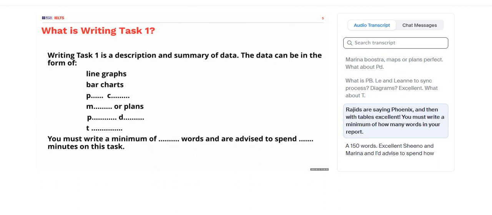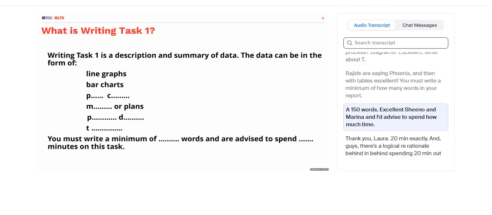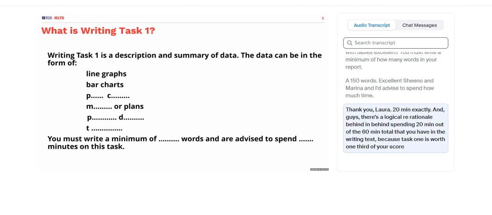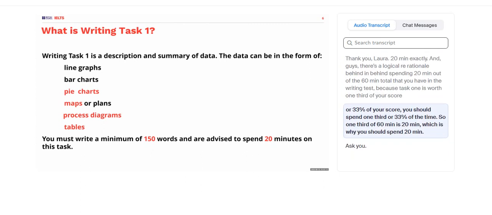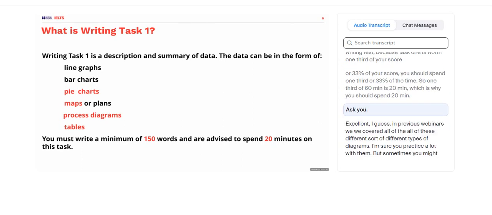You must write a minimum of how many words in your report? 150 words. Excellent. And are advised to spend how much time? 20 minutes, exactly. And guys, there's a logical rationale behind spending 20 minutes out of the 60 minutes total that you have in the writing test. Because task 1 is worth 1/3 of your score, or 33% of your score, you should spend 1/3 or 33% of the time. So 1/3 of 60 minutes is 20 minutes, which is why you should spend 20 minutes on task 1.